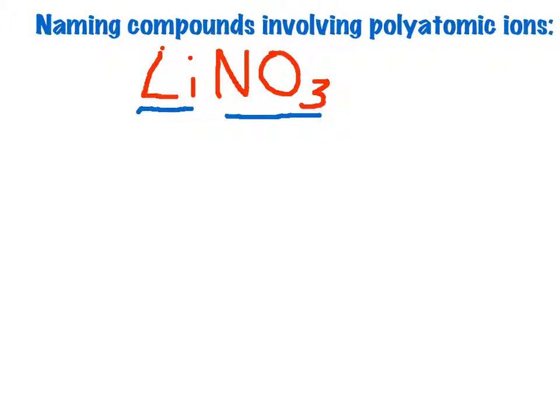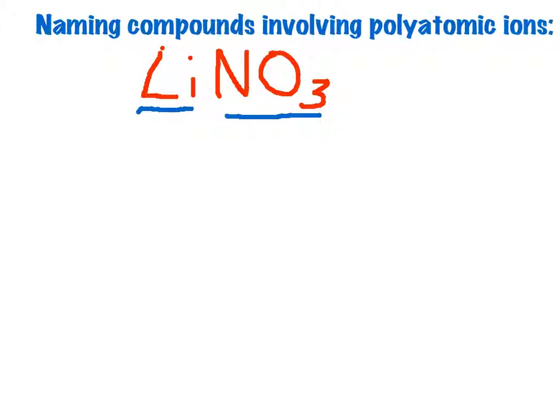I don't want you to look at NO3 as being a nitrogen with 3 oxygens or nitrogen with oxygen. This is the nitrate ion. It's a group of atoms, so that should trigger in your mind that you need to go look at a polyatomic table and find out what NO3 is called. And when you look at that table, you'll see that it's nitrate.